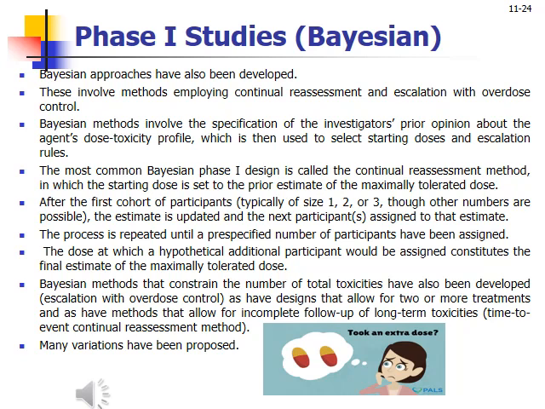Bayesian methods that constrain the number of total toxicities have also been developed, called escalation with overdose control, and have designs that allow for 2 or more treatments, as have methods that allow for incomplete follow-up of long-term toxicities, such as the time to event continual reassessment method. Many variations have been proposed.